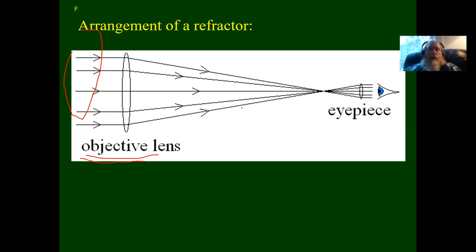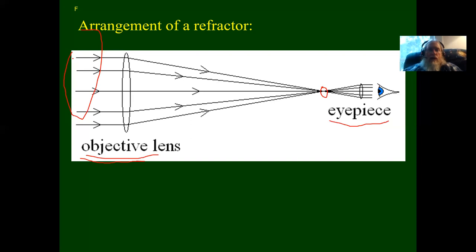Anyway, light comes in, hits the primary, which in an astronomical refractor is most tightly focused somewhere before the light gets to the second lens called the eyepiece. And the eyepiece makes the light coming out of a telescope parallel again as it goes into your eye. The optics of your eye would focus that on your retina.